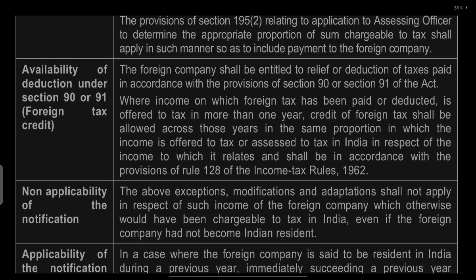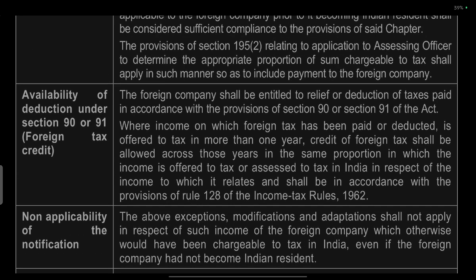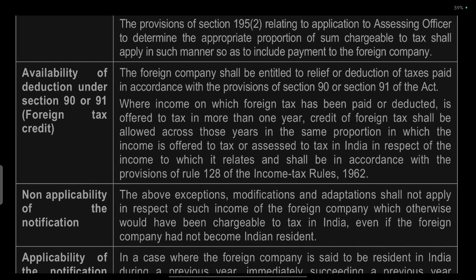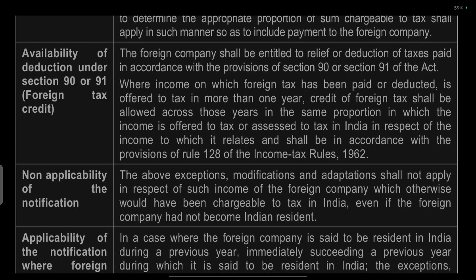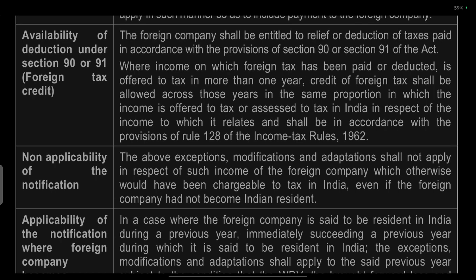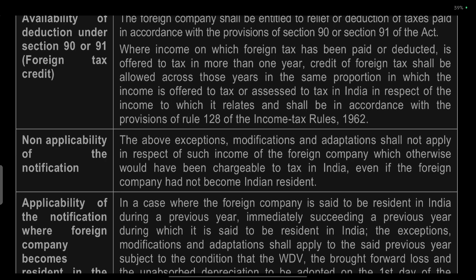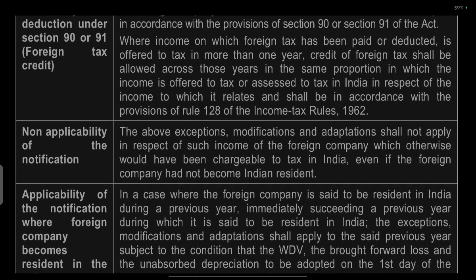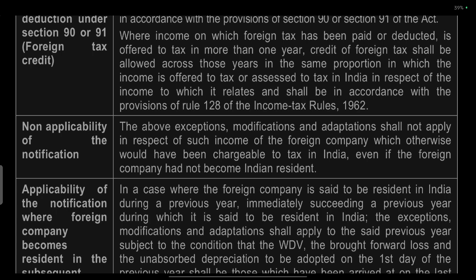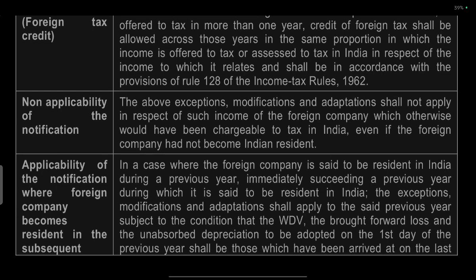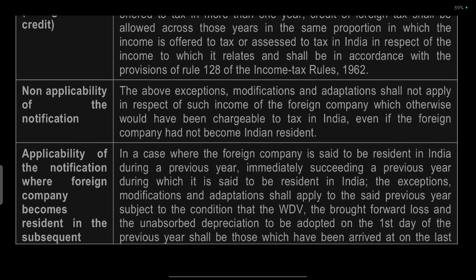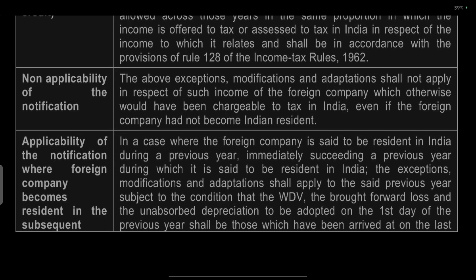Applicability of deduction under sections 90 and 91, foreign tax credit. The foreign company shall be entitled to relief or reduction of tax paid in accordance with the provisions of sections 90 and 91 of the Act. Where the income on which foreign tax has been paid or deducted is offered to tax in more than one year, or in more than one country, credit of the foreign tax shall be allowed across these years in the same proportion in which the income is offered to tax or assessed to tax in India in respect of the income to which it relates, and shall be in accordance with rule 128 of the Income Tax Rules, 1962.